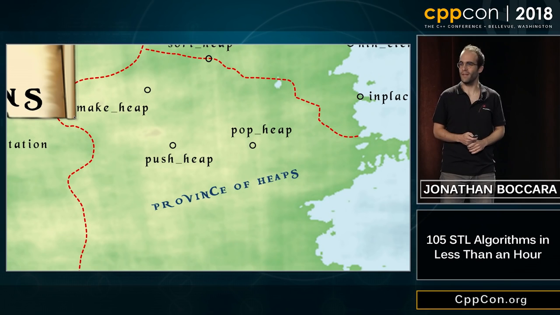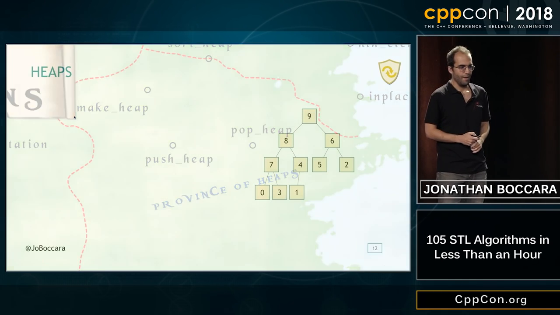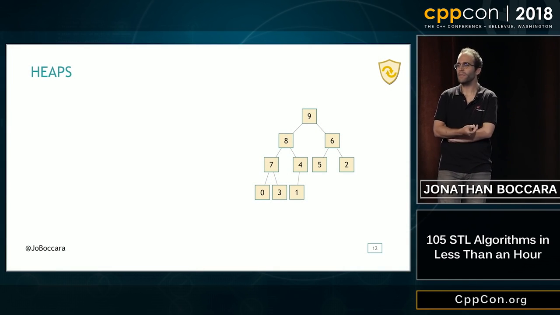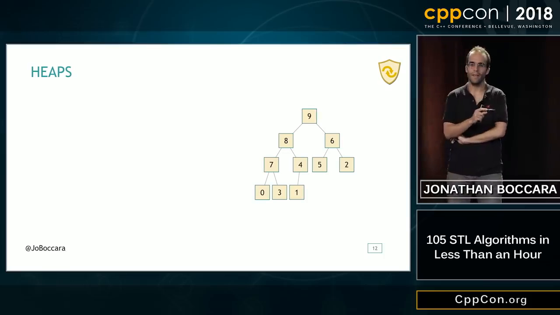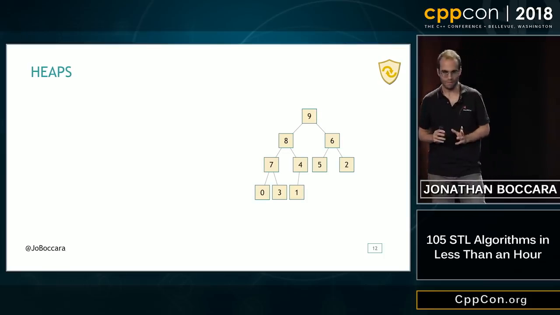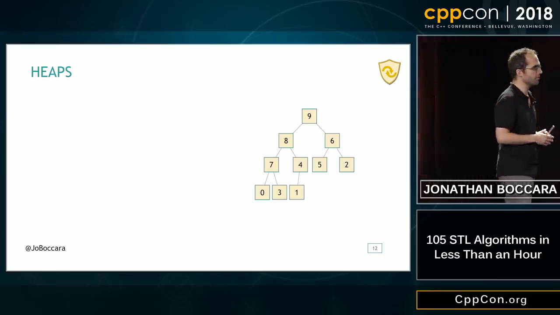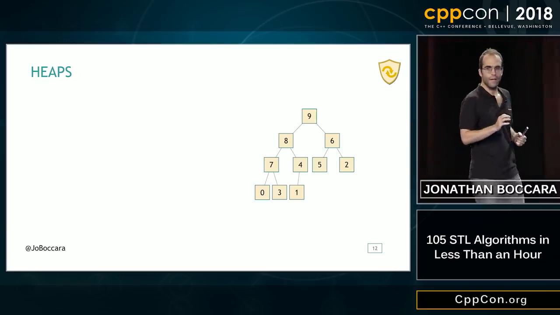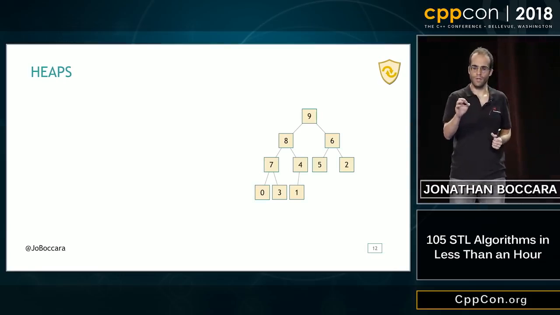I suggest that we start our journey by the other end of the world from for_each, down here on the algorithms on heaps. So what is a heap to begin with? A heap is a data structure that looks like a tree, but that has a property. It's that every node must be smaller than its children.